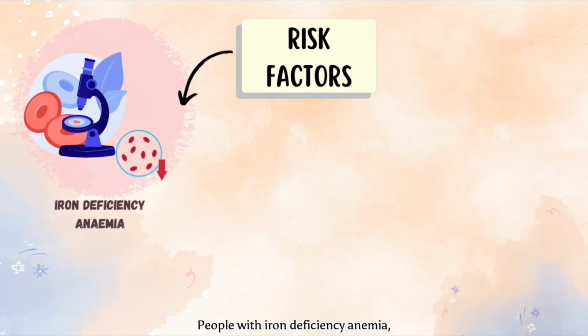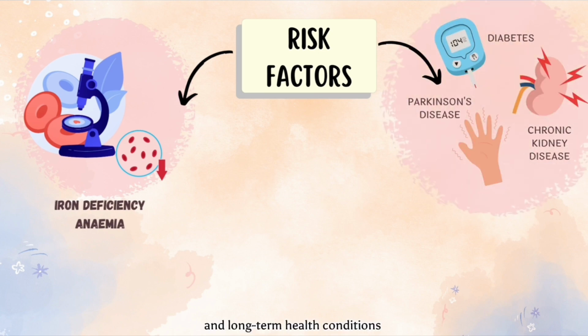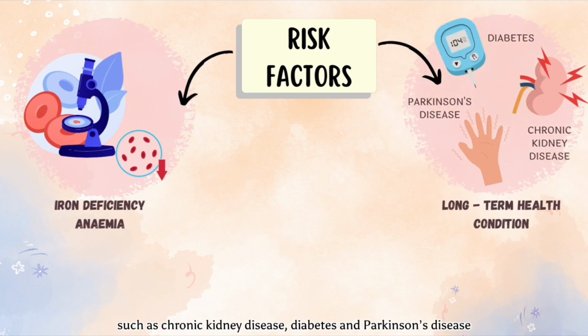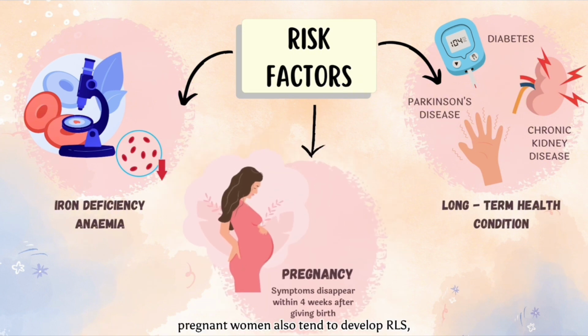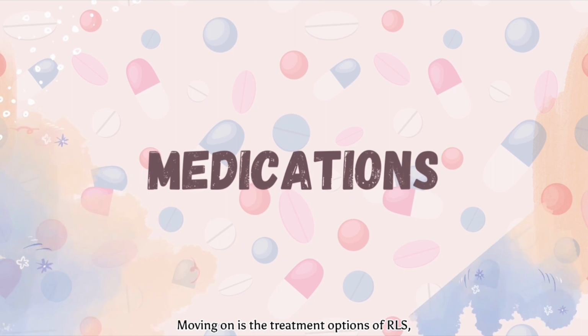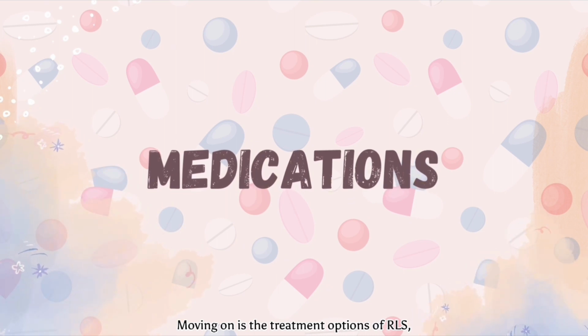People with iron deficiency anemia and long-term health conditions such as chronic kidney disease, diabetes, and Parkinson's disease have a higher risk of having RLS. Besides, pregnant women also tend to develop RLS, but in most cases, the symptoms disappear within 4 weeks after giving birth. Moving on is the treatment option of RLS.